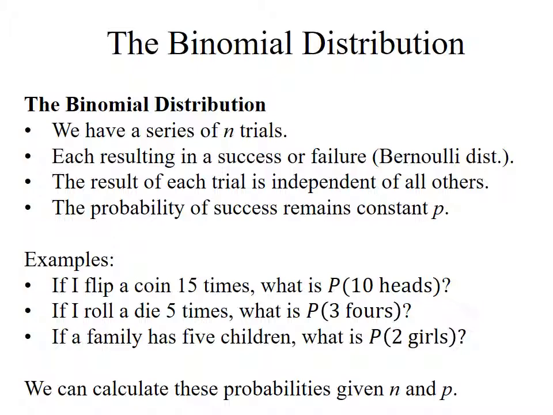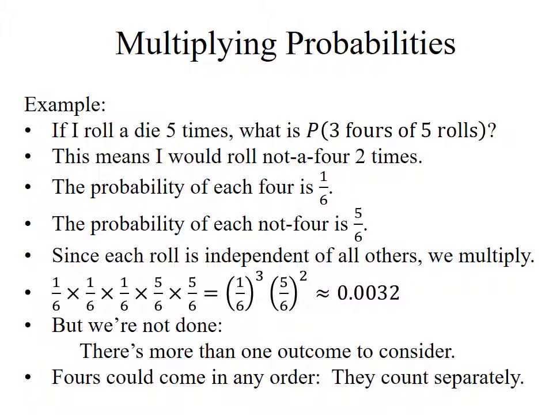So, for example, I could flip a coin 15 times and ask, what is the probability that I'll get exactly 10 heads out of 15 flips? If I roll a die 5 times, what's the probability that I'm going to roll exactly 3 4s, that the number 4 will come up exactly 3 times? If a family has 5 children, what's the probability that they'll have 2 girls and 3 boys? We can calculate all of these probabilities given the number of trials, n, and the probability of success of each trial, p. Let's work this out in detail.